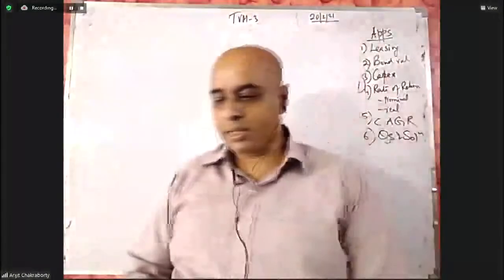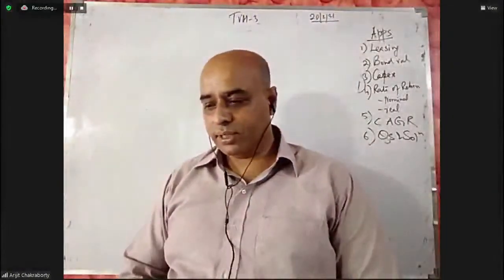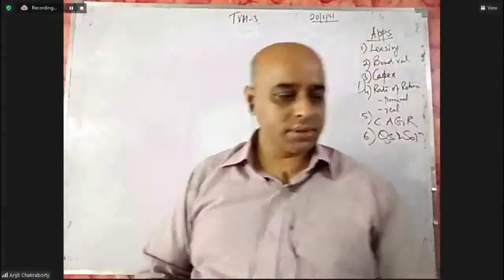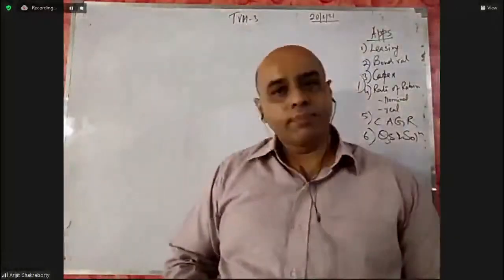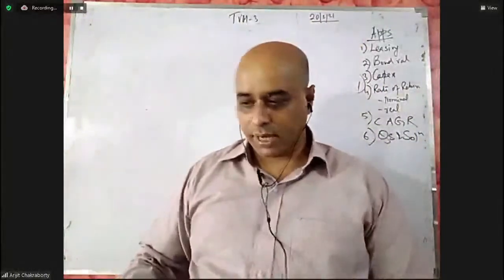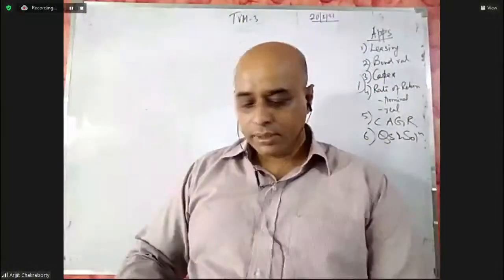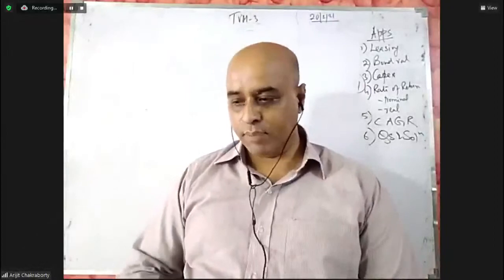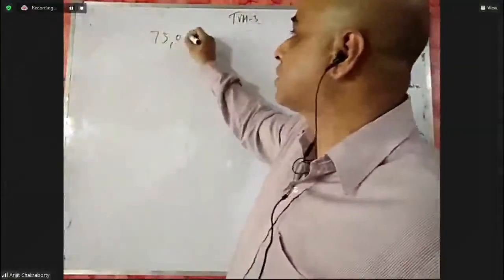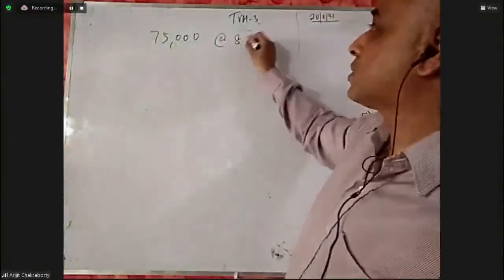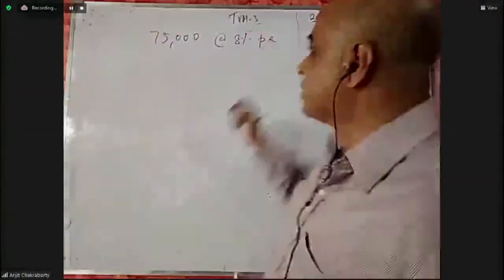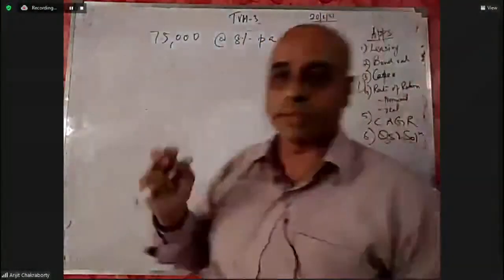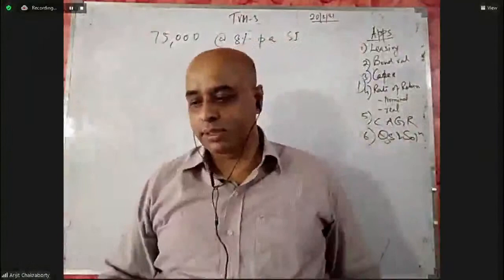And the question is that Rajiv invested 75,000 in a bank at the rate of 8% per annum. So please note the problem. 75,000 is invested in a bank at the rate of 8% per annum simple interest. It is given. It is simple interest. Very good.